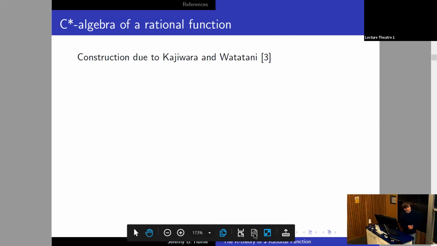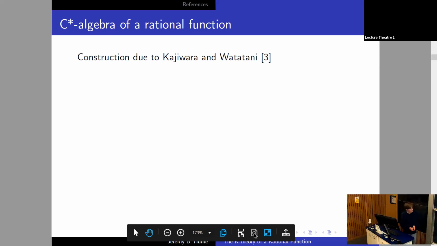This is done by Kajiwara and Watatani. So in this conference, we've seen the Deaconu-Renault groupoid show up a few times. I'd like just to say that that method won't work for constructing a groupoid here, because a rational function has a finite number of critical points where the map is not a local homeomorphism. So when you try and give the groupoid the same topology, what turns out happening is that the product on the groupoid is no longer continuous.